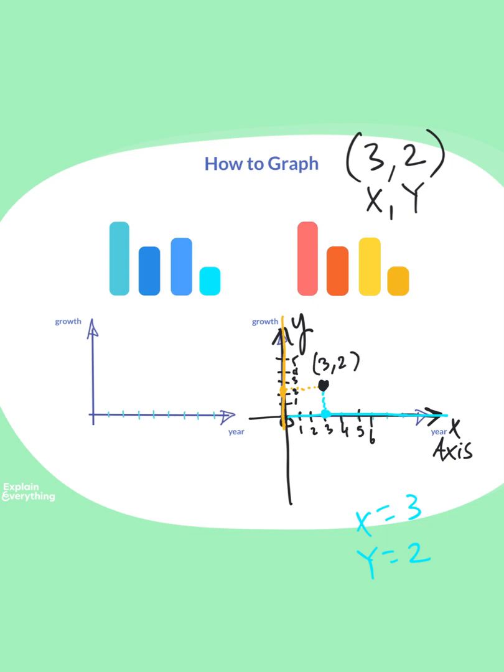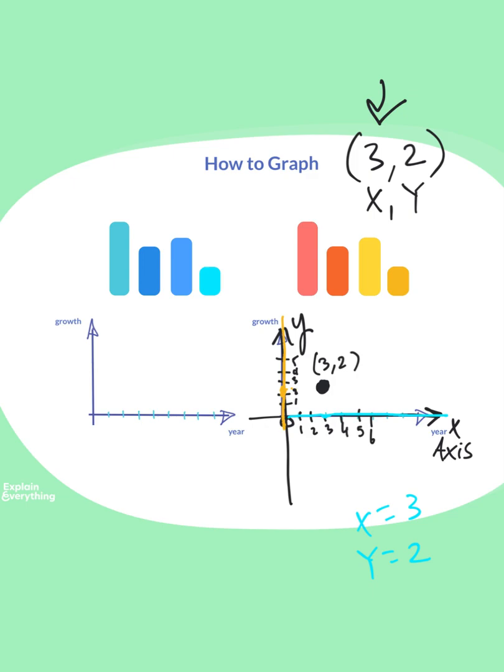Now when you have your final answer, you don't need those other dots, so you can erase them. You can erase all of that. And then make sure your dot is right here. And that is your final answer. That is how you graph an x and a y coordinate.